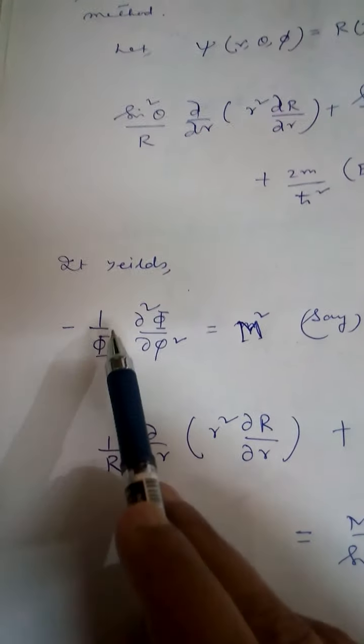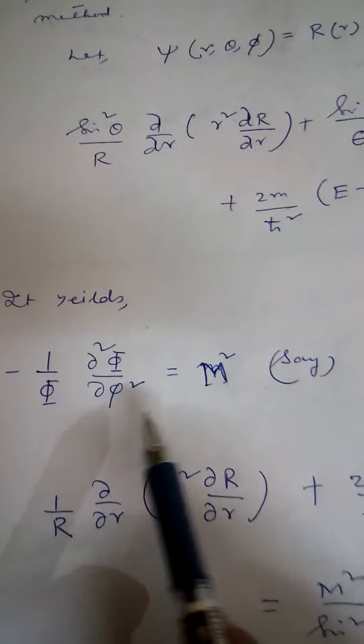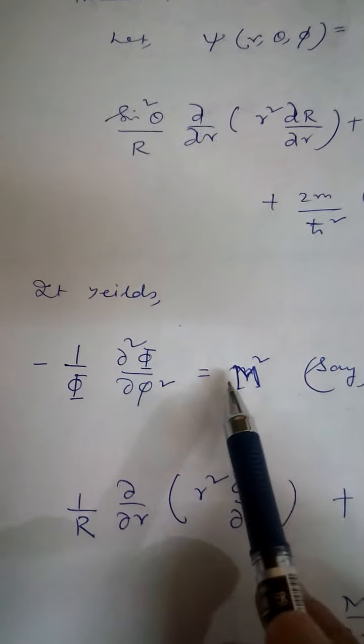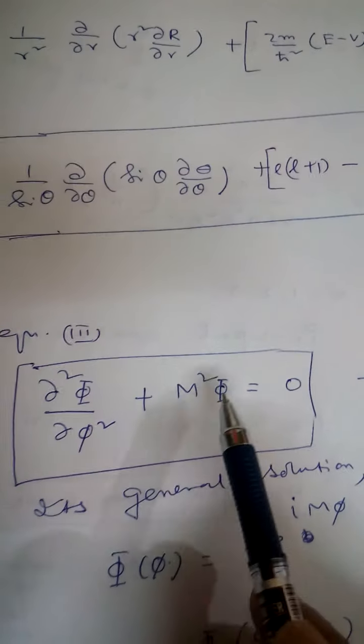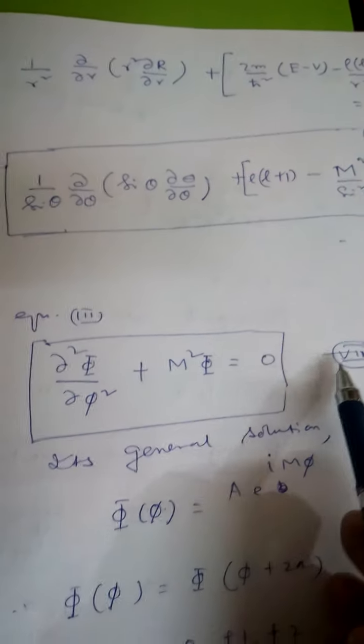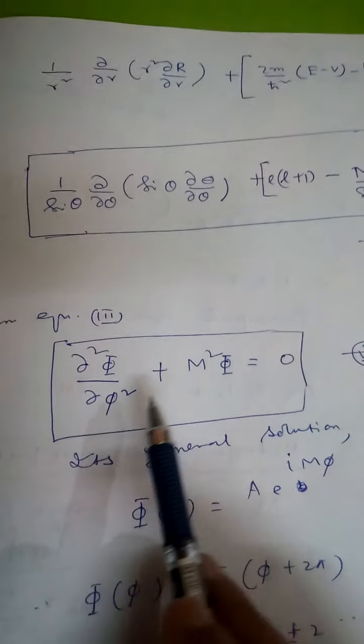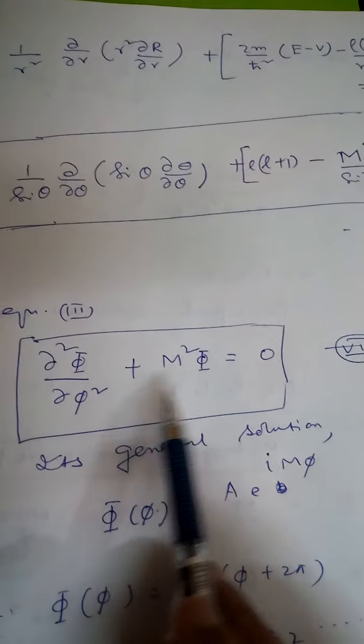That is this one minus 1 by phi del square phi by del phi square equals m square, and after simplification we get this expression: del square phi by del phi square plus m square phi equals 0. So this is the azimuthal equation.